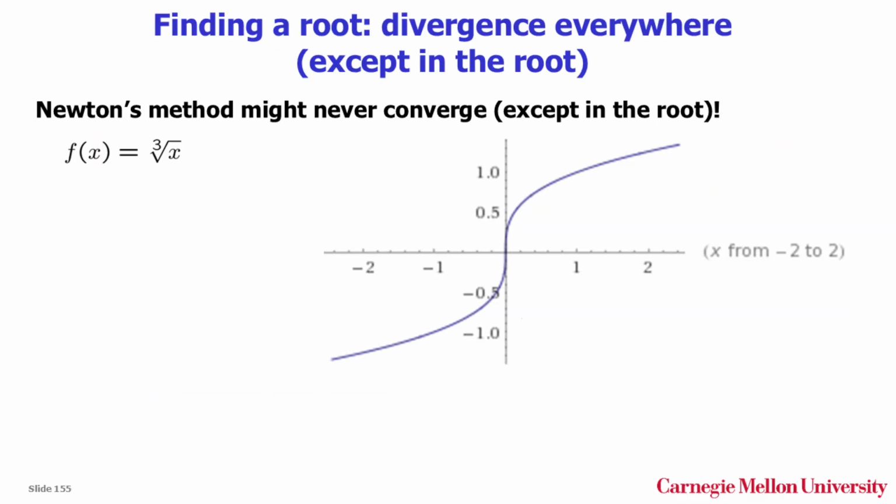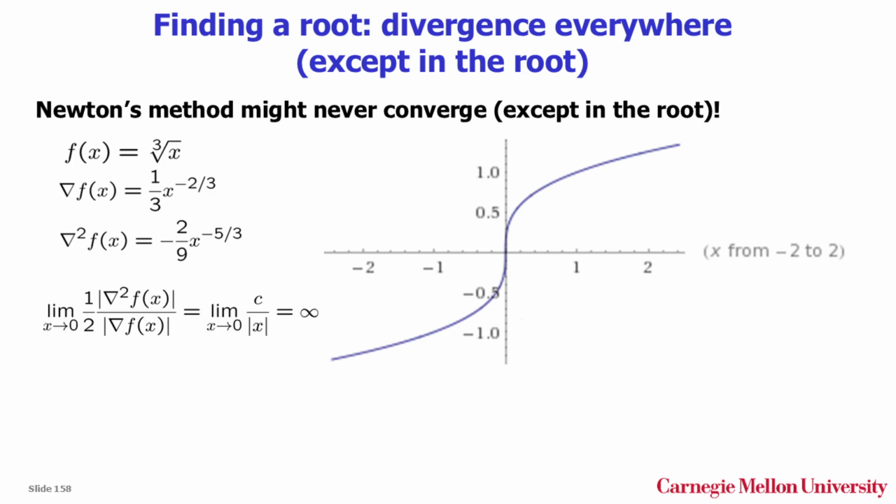Here is another example where f of x equals x to the power of 1/3. We can compute its derivative, which is given by this function. The second derivative can also be calculated. Now we can see that the supremum of the ratio of the second derivative of f divided by the first derivative of f is infinite. In the convergence theorem we proved earlier, this quantity needed to be bounded. Since this condition doesn't hold, Newton's method may diverge, and indeed this is what happens.